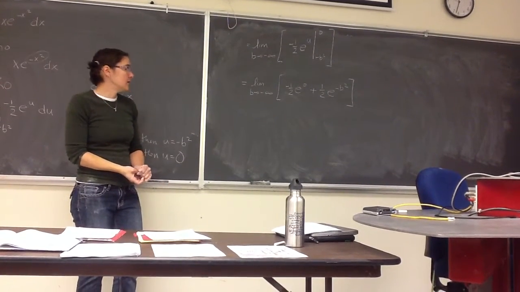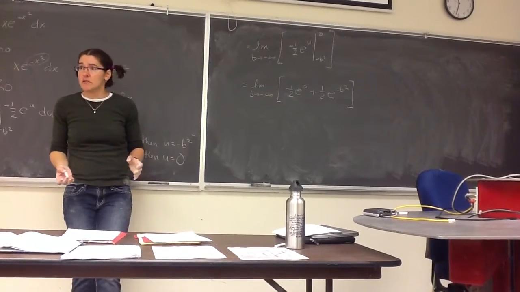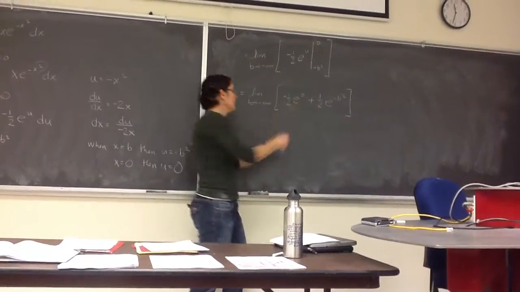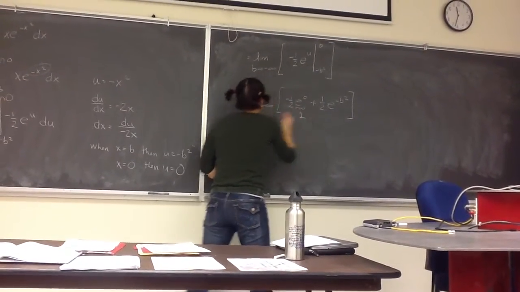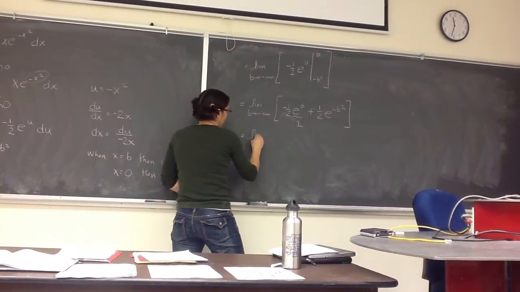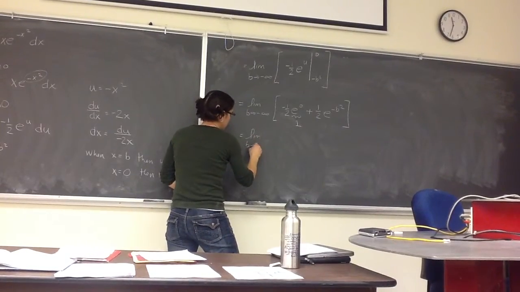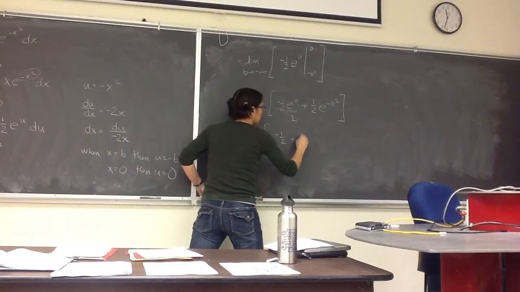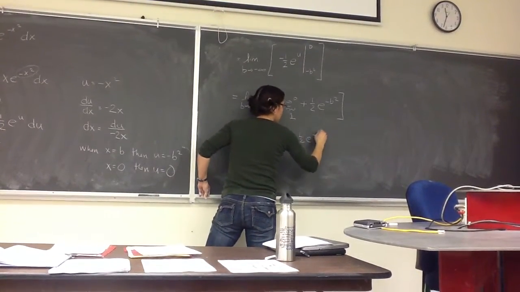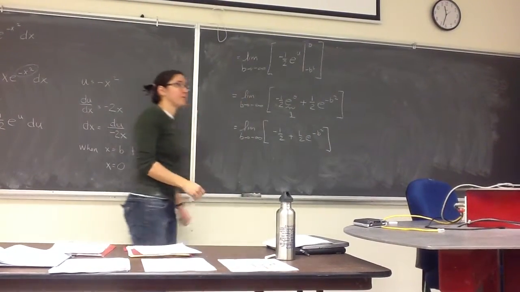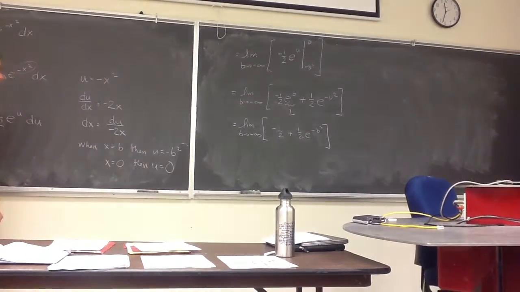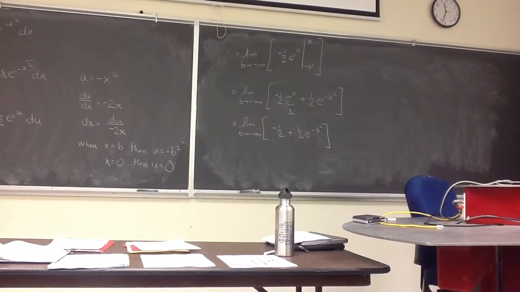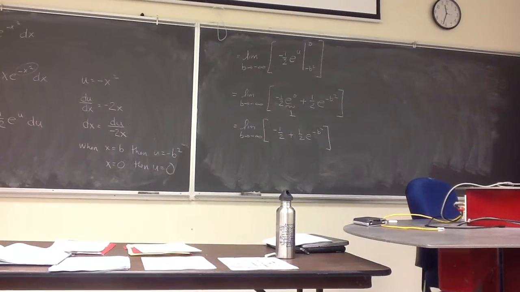All right. I've plugged in my boundaries. I'm going to try and clean this up a little bit. E to the 0 is just 1, and so this first part becomes just negative 1/2. So I've got the limit as b approaches negative infinity of negative 1/2 plus 1/2 e to the minus b squared. Okay, any questions or comments about this part?